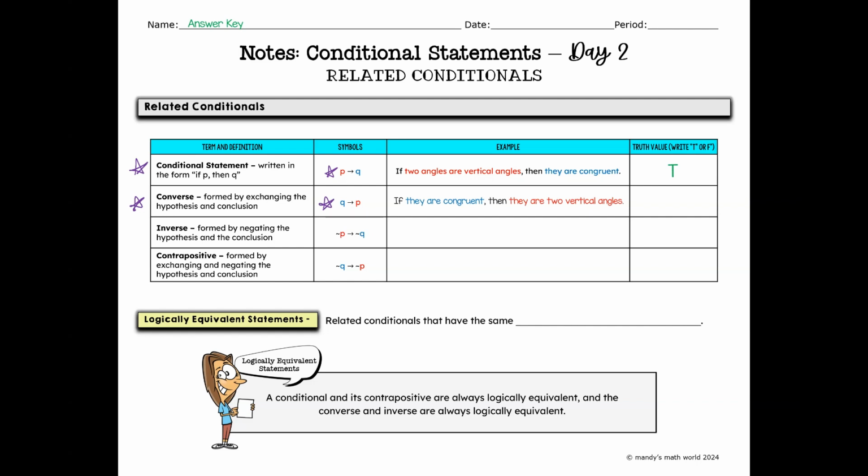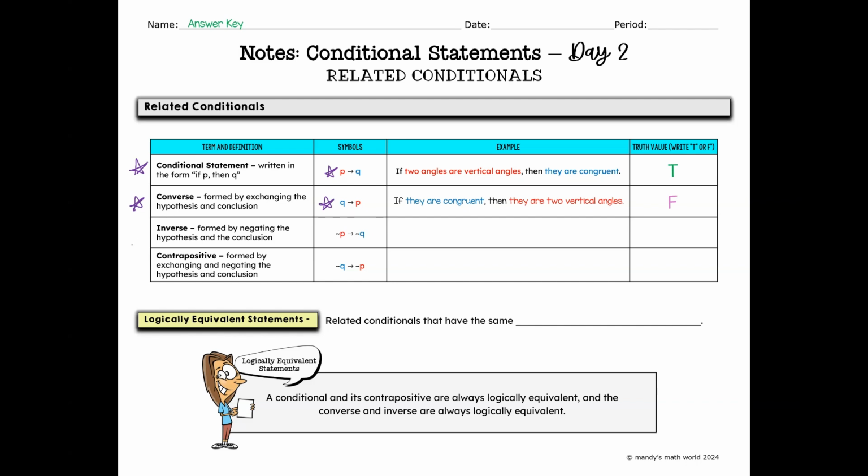Let's talk about this statement's truth value. Do they have to be vertical angles to be congruent angles? They do not. They can be congruent angles, but not be vertical angles. So this statement's truth value is false.